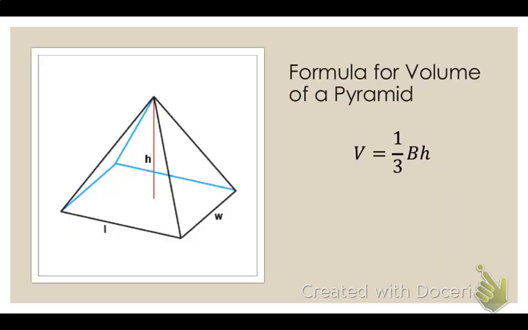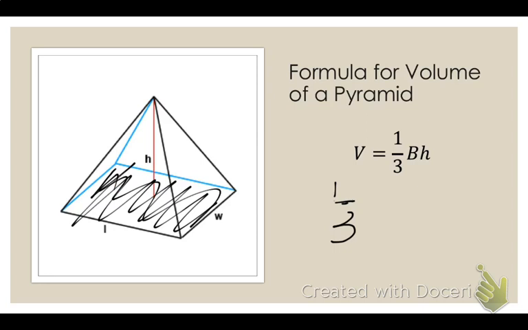Alright, so the formula for volume of a pyramid is 1/3 capital B H, and what that actually stands for is 1/3 base area. Okay, so the area of this, the bottom here, this base. And if you notice, that base is a rectangle, so base area is length times width, times height. So you're always going to do 1/3 length times width times height.